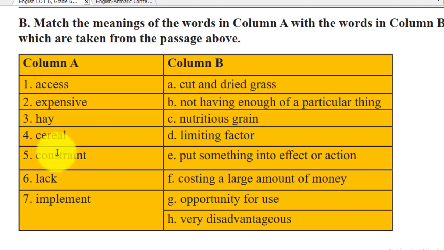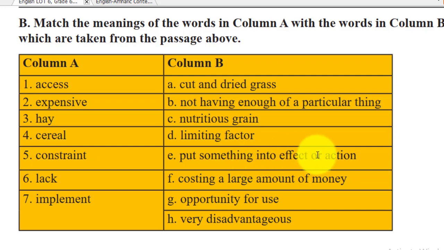Number 4, cereal ይላቸዋል, cereal ማለት C ነው, nutritious grain ነው. ለምግብነት የሚያገለግል ጥራጥሬ cereal ይባላል. Number 5, constraint ማለት D ላይ limiting factor ነው. እጥረትን ውስን በሆነ ነገር የሆነ ነገር ውስንነትን የሚያሳይ ነው, እጥረት ማለት ነው. Number 6, lack ይላቸዋል, lack ማለት B ላይ ያለ መልስ ነው የሚሆነው, not having enough of a particular thing. በበቂ ሁኔታ አንድን ነገር አለማግኘት, እጦት እንለዋለን. Lack of water, lack of education እንላለን.